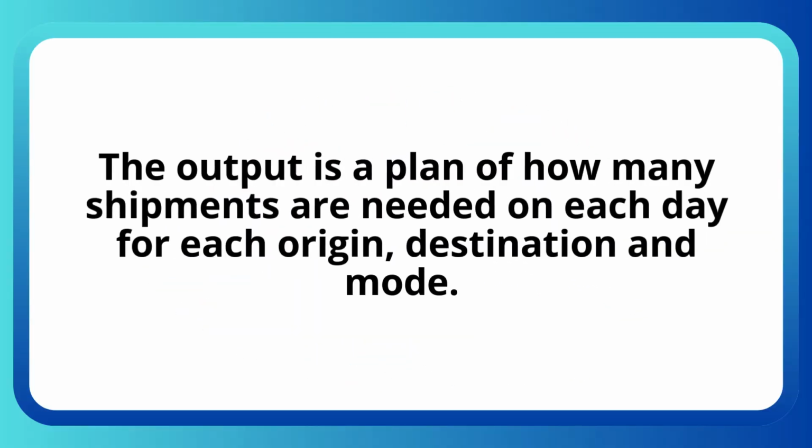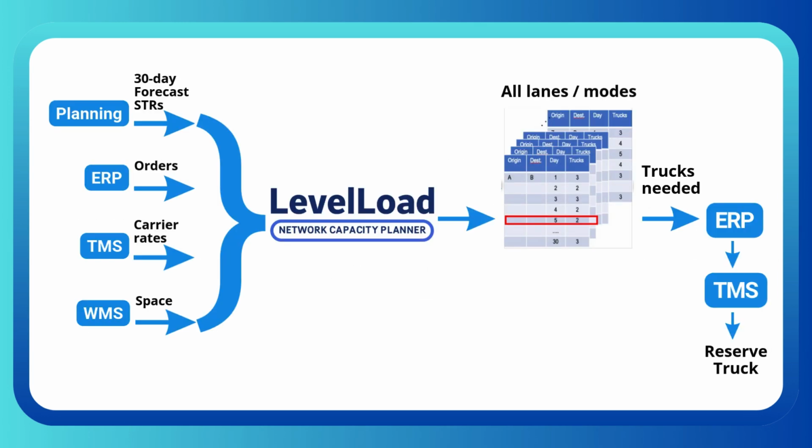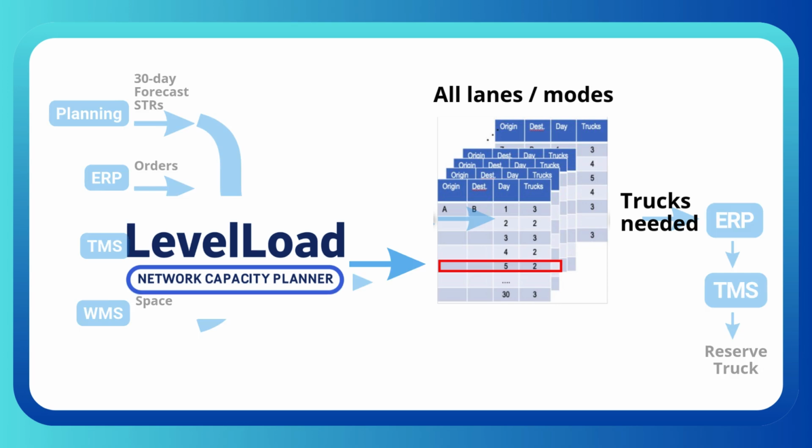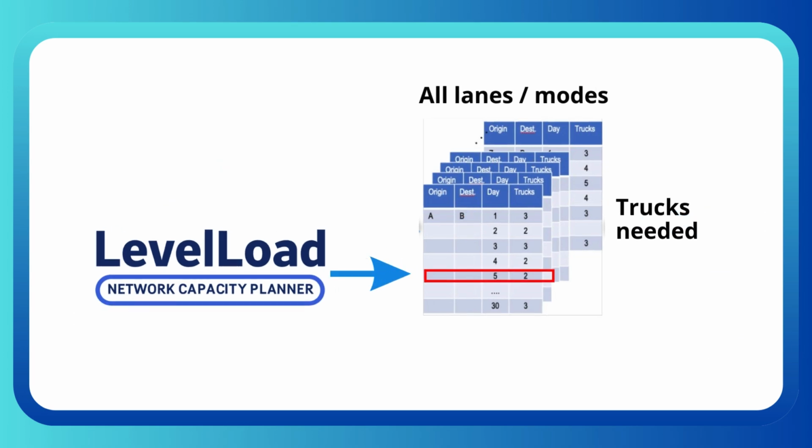The output is a plan of how many shipments are needed on each day for each origin, destination, and mode. Carrier equipment will be reserved for, say, 5 days in the future. This is highlighted in red.